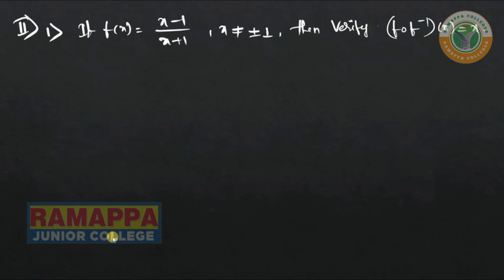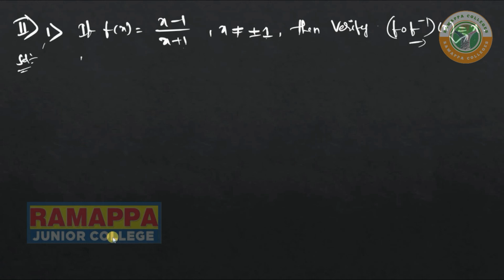Here is the second bit. The first question is: if f of x is equal to (x minus 1) by (x plus 1), x not equal to plus or minus 1, then verify that f inverse of x is equal to... It's a big question. Here we have to do a lot. First we have to find f inverse of x. After that we have to verify this one also.